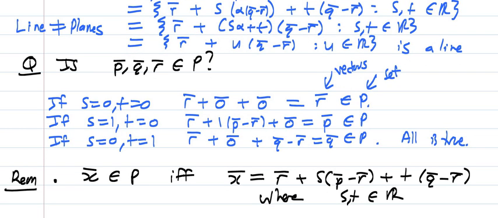Some more remarks. We say the following. Vector X is sitting on plane P if and only if vector X is of the form R plus S, P minus R plus T, Q minus R, where S and T are real numbers. So for a line, you only had one parameter. For a plane, you have two parameters. Very important. A line has one parameter, a plane has two parameters.